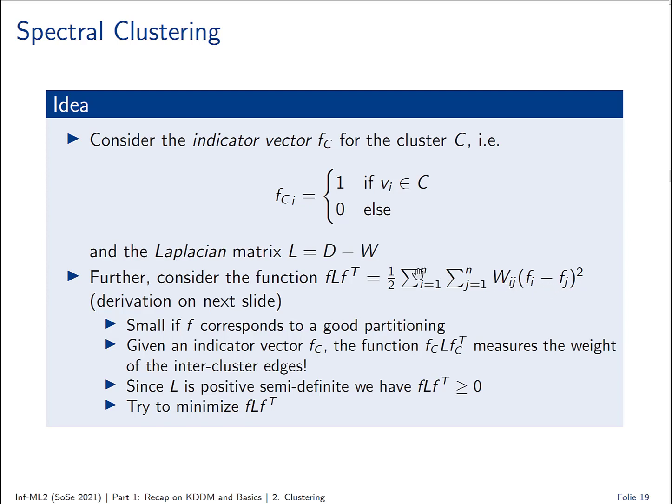So we take the sum of all the weights between objects that are in different clusters. The weights of objects that are in the same cluster will have times 0, and all the others will have times 1. So we just sum up the weights of all the objects i and j that are in different clusters. And obviously, this sum here is small if f corresponds to a good partitioning. So given an indicator vector, the function measures the weight of the intercluster edges. And that's absolutely something which is easy to measure.